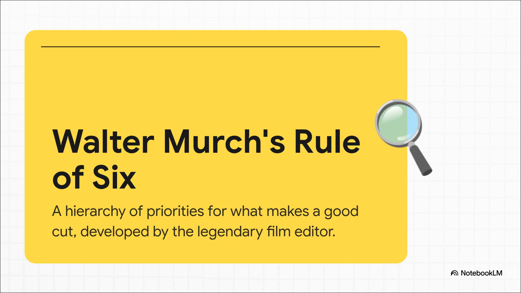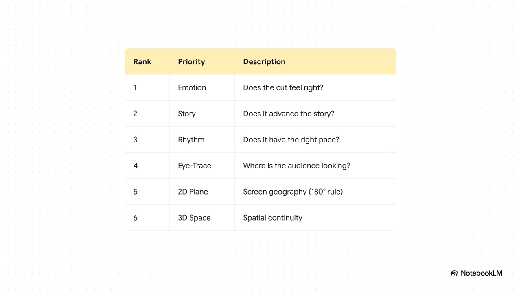Now, it's not a set of rigid rules you have to follow. Think of it more like a hierarchy of priorities, a checklist he runs through for every single cut he makes. And it's fascinating. Murch actually assigned a weight to each priority. At the very, very top, worth more than everything else combined, is emotion, 51%. Does the cut feel right? Way below that, you have story, then rhythm, and all the technical stuff, like making sure the geography of the room is consistent. That's way down at the bottom.